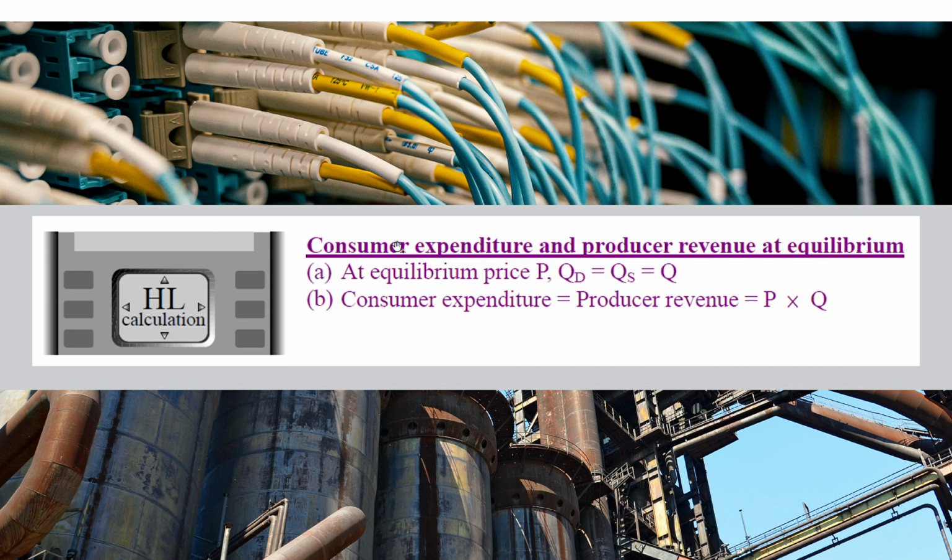In Paper 3, we do some calculation. That's very easy. Just remember the equilibrium price, QD equals QS equals Q. And the consumer expenditure and producer revenue, special terms, are only P times Q. Just one Q, because both QD and QS are the same.